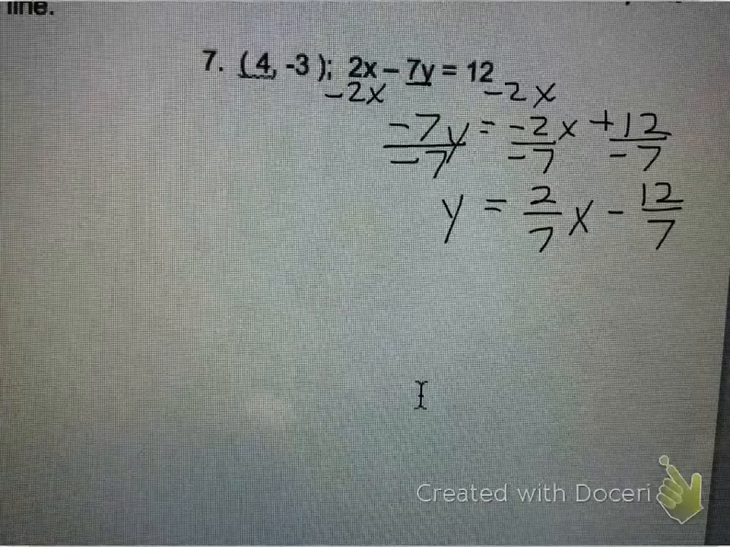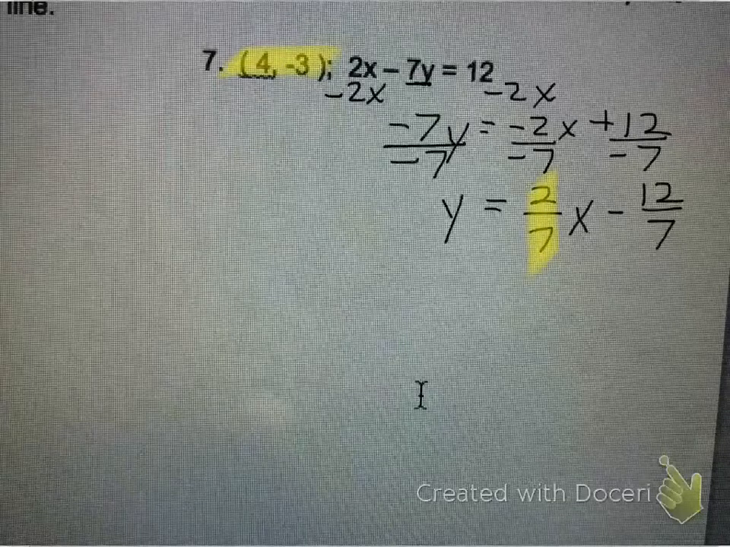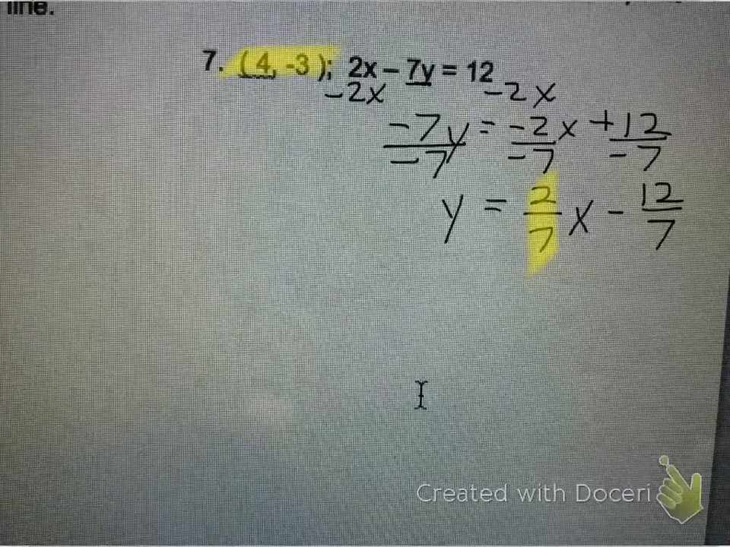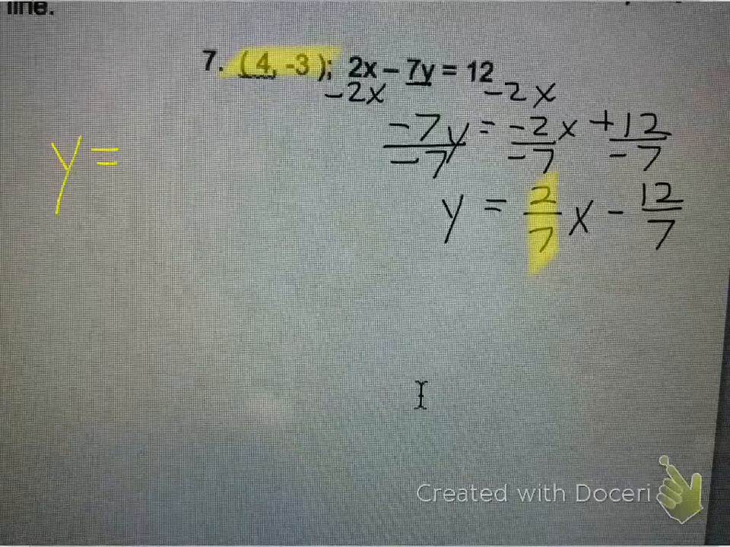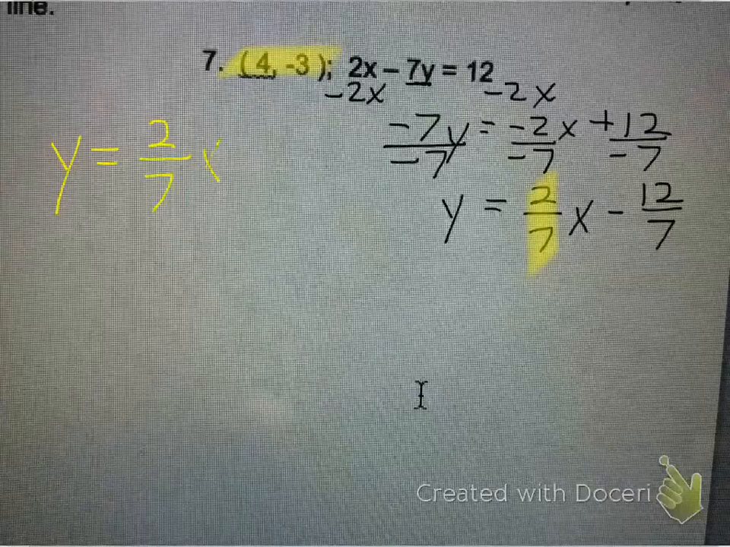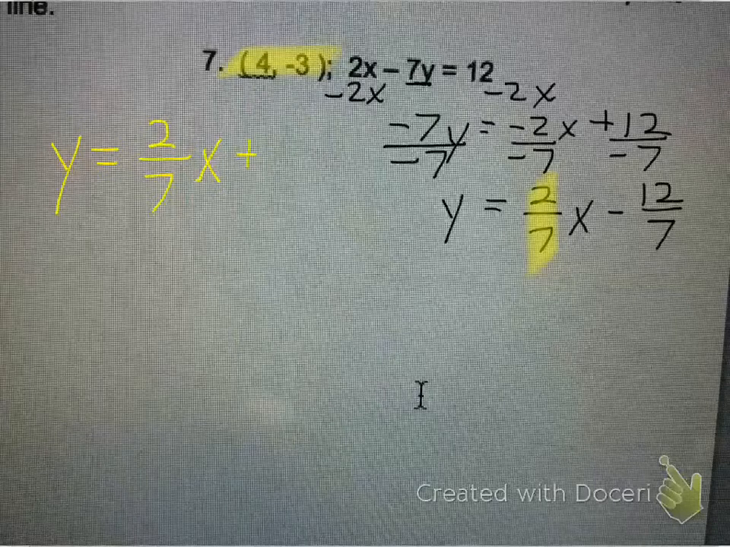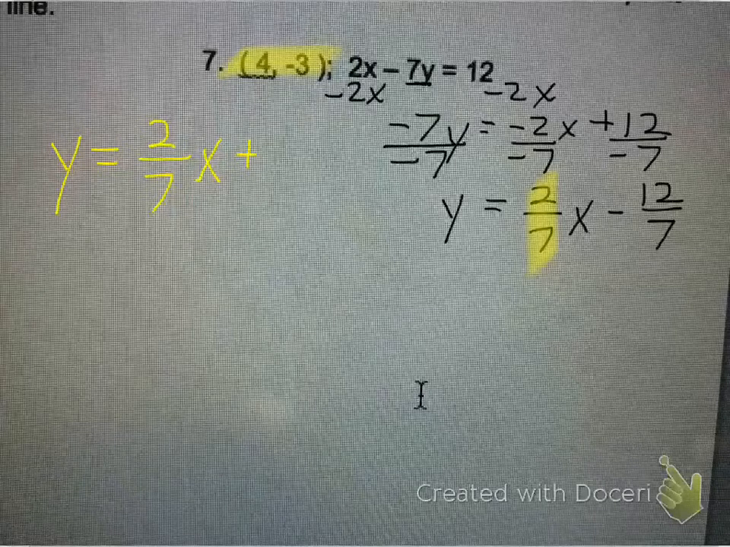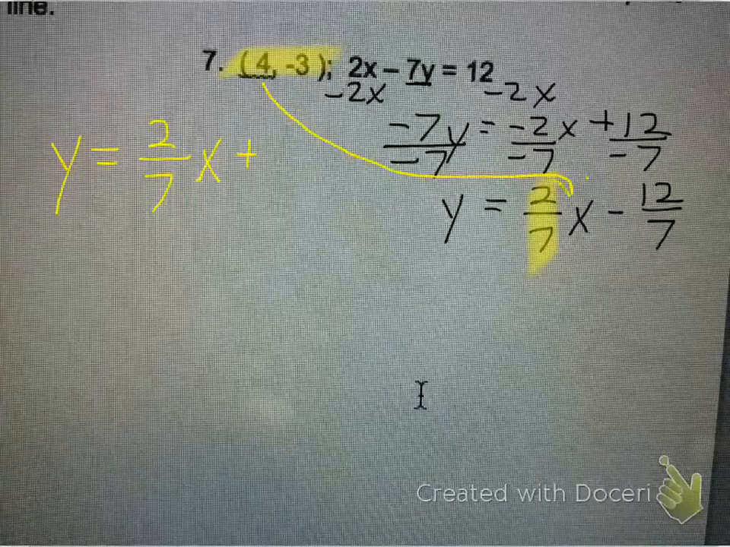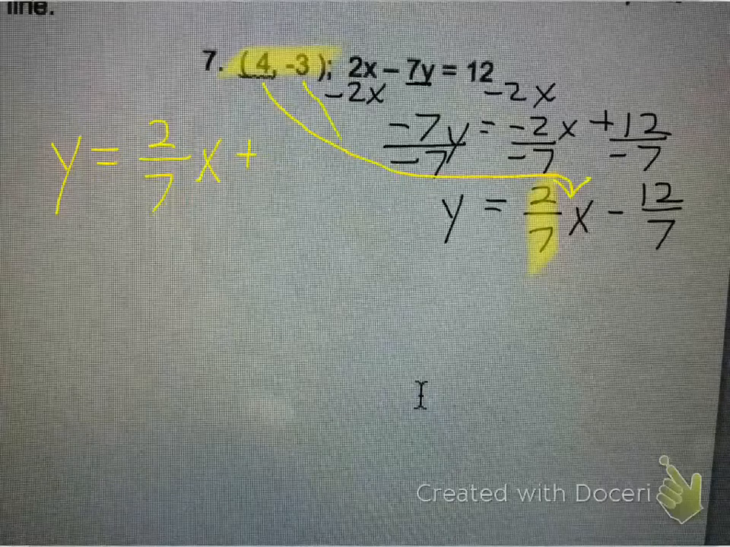But it tells us that it has to go through this point. Now it's parallel, so that means this 2/7 doesn't change. So I know my final answer. When it comes to my final answer, I know that it's going to be y equals 2/7 x. We know that much for sure, but we don't know what we're adding to it. That's what we've got to figure out. So we'll do the same thing. Simply take the 4, that is the x. Take the -3, that's your y.